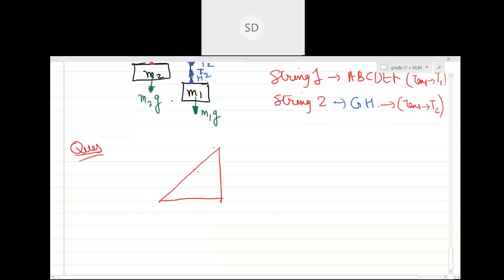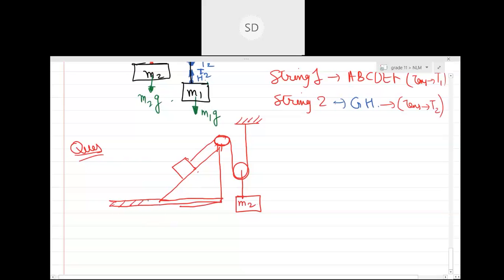There is an inclined plane on which there is a pulley connected. From this pulley, there is another pulley. This is connected to a support. This is connected to a block, and this is connected to another block. The inclined plane is fixed over the surface. It cannot move. Only the blocks can move.